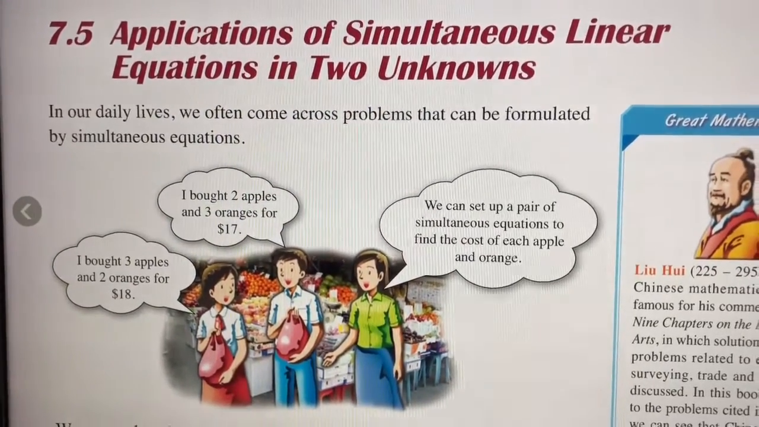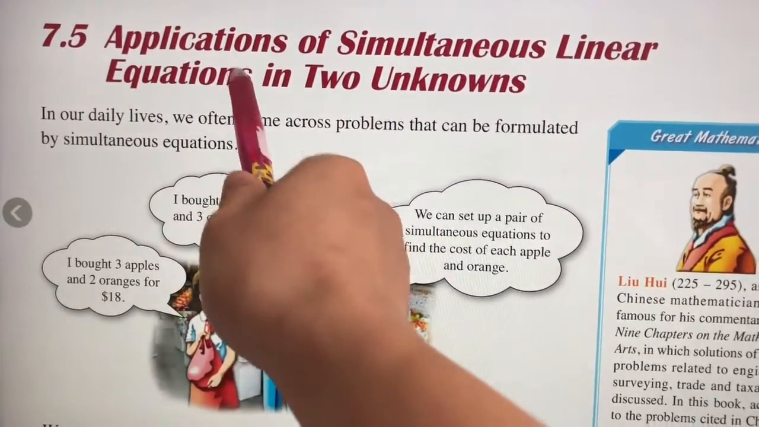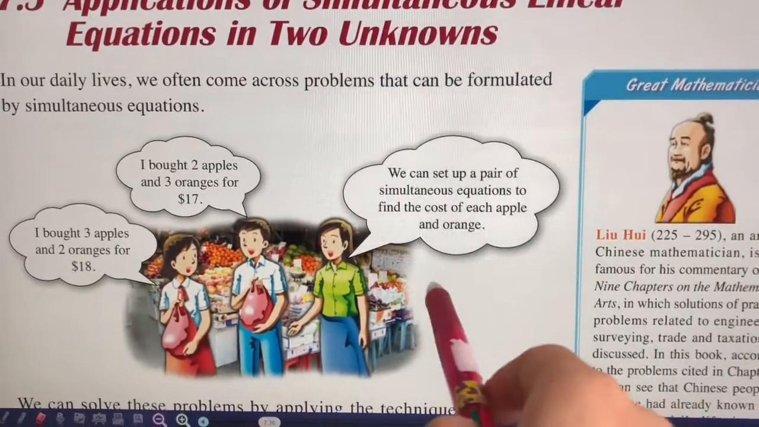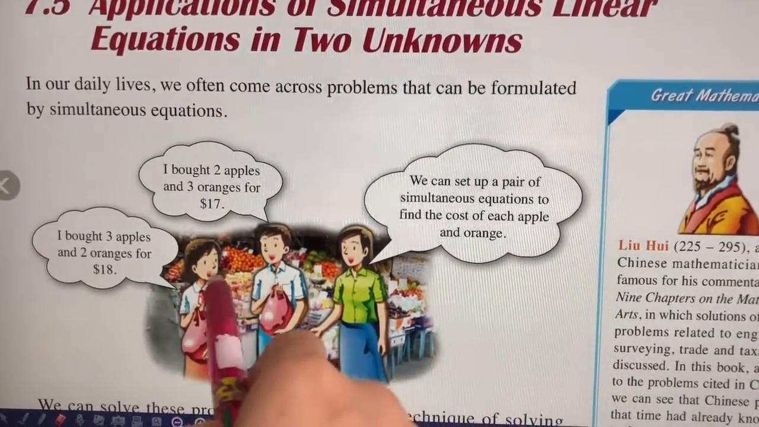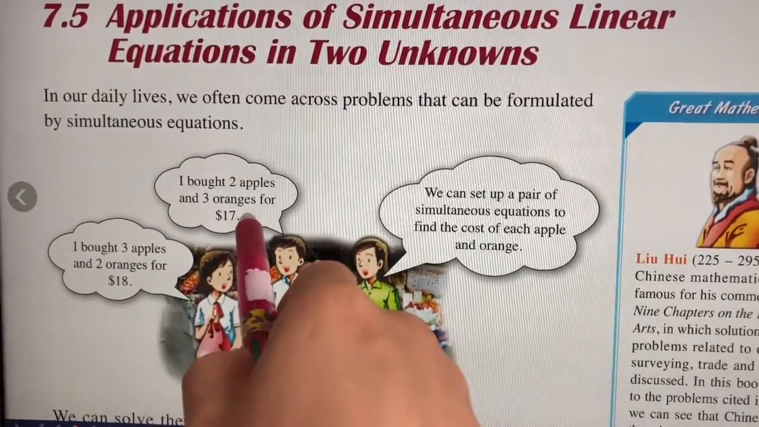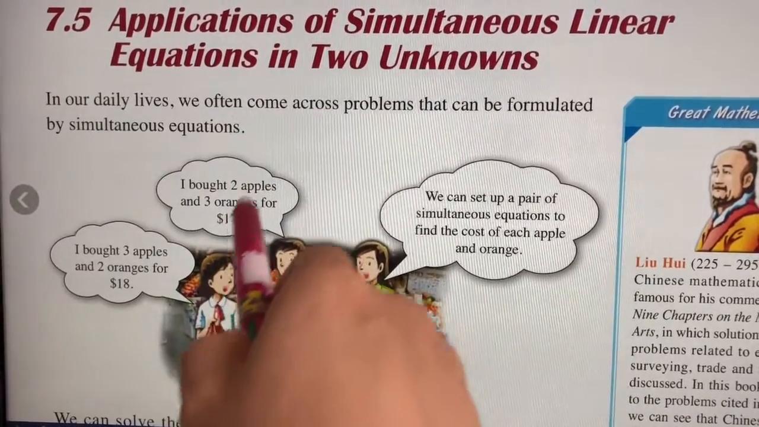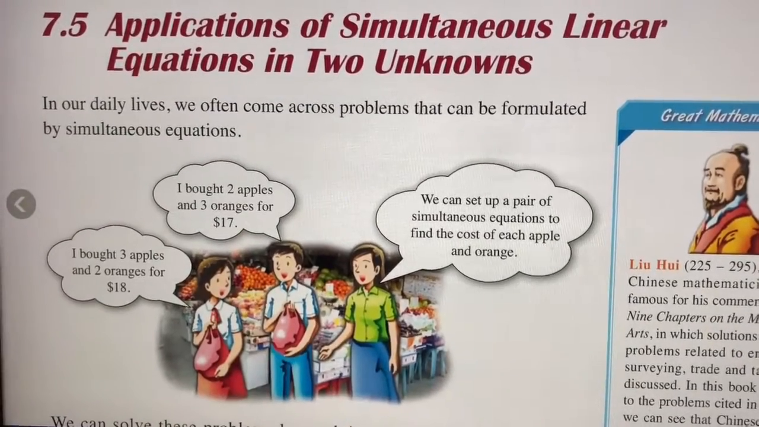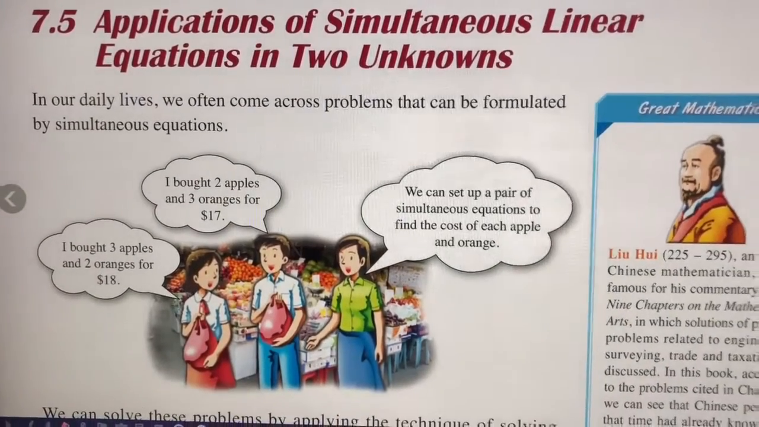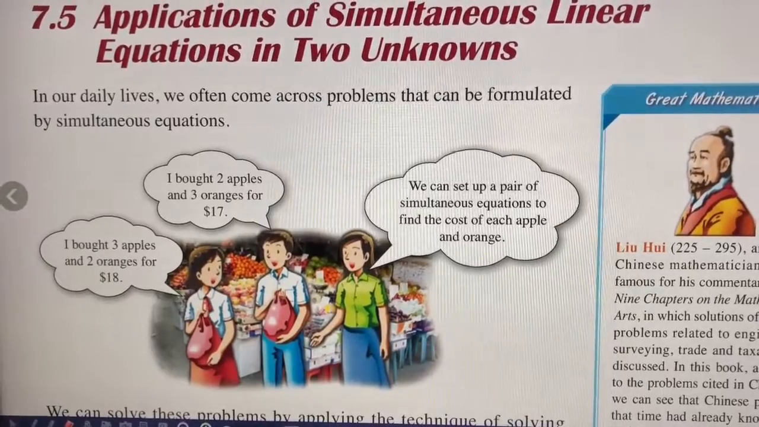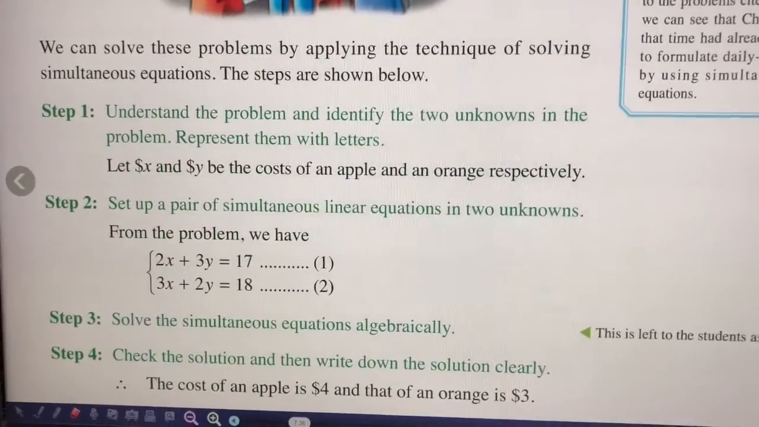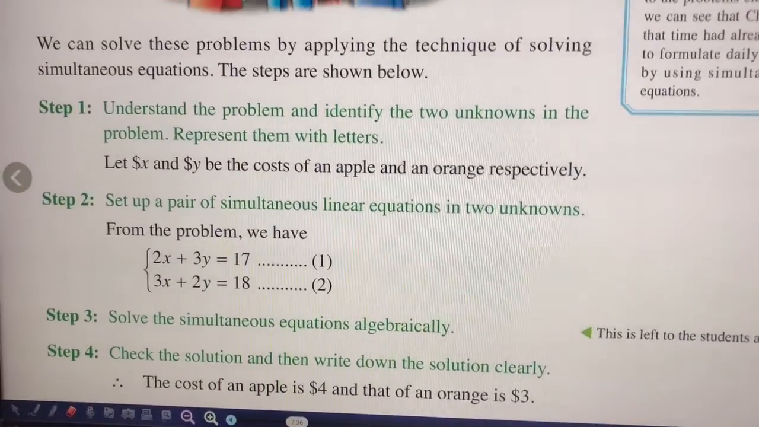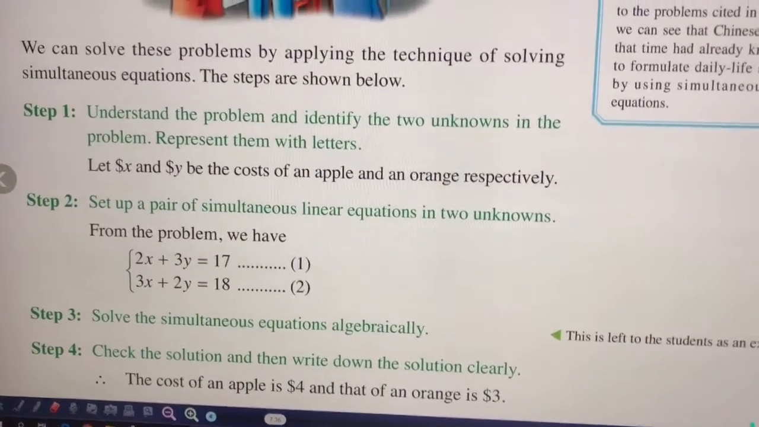So for application questions, that means you see a long sentence. For this situation, a boy and a girl buy some apples and oranges with different numbers of apples and oranges at different prices. Then you want to find the price of the apples and oranges. So it's just like solving equations, the application question of solving equations.